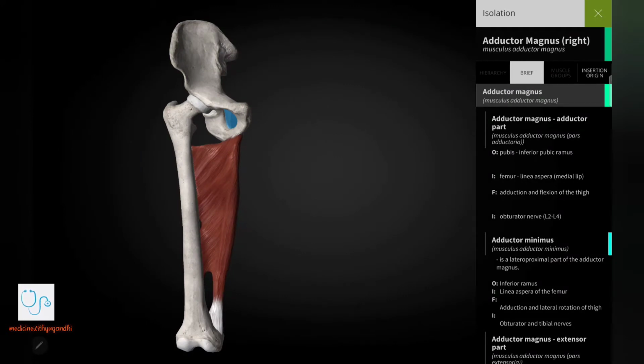In this video we are going to see about the muscles of the medial compartment of thigh, that is the muscles of adductor compartment. So in the previous video we saw about the gracilis muscle, and in this video we are going to see about the adductor magnus.